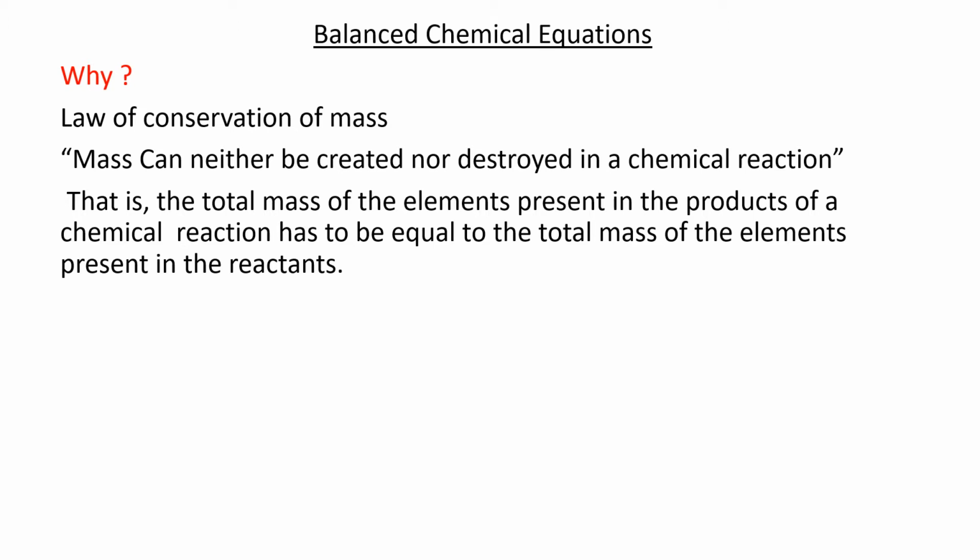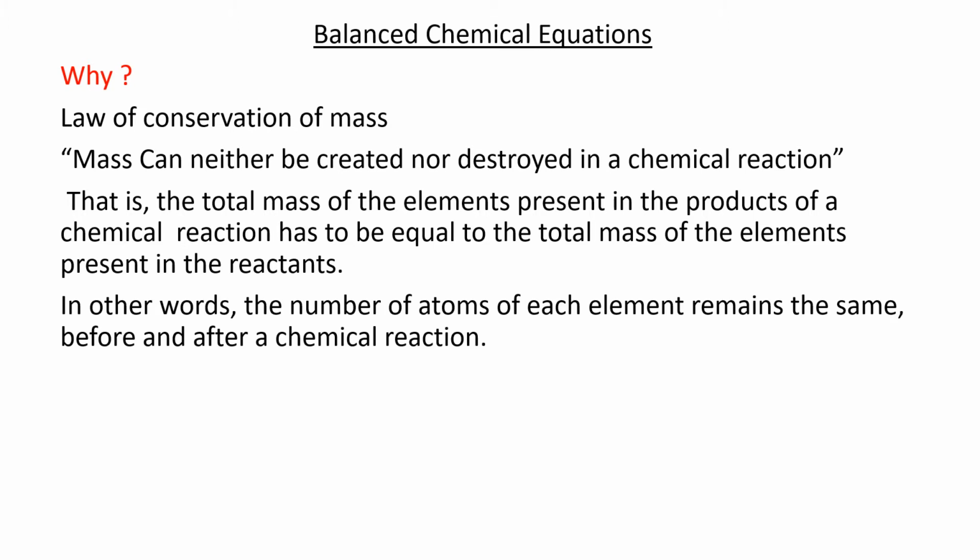Now let us take this example, magnesium plus O2. Here the reactants are Mg and O2 and the product is MgO. So is this equation balanced? No, this equation is not balanced because for oxygen you have 2 atoms here but in the product you have only 1. So how do we balance this equation?